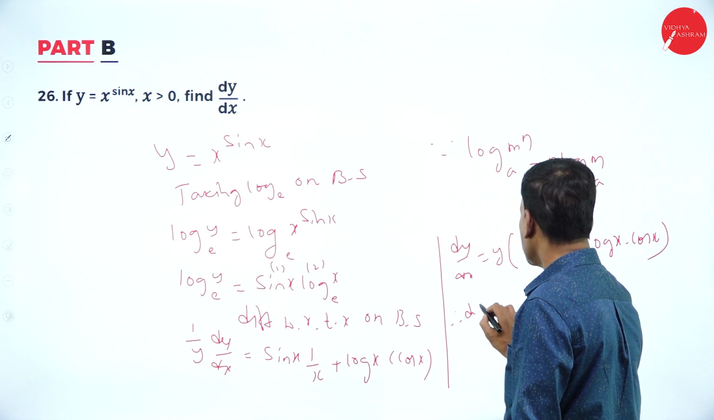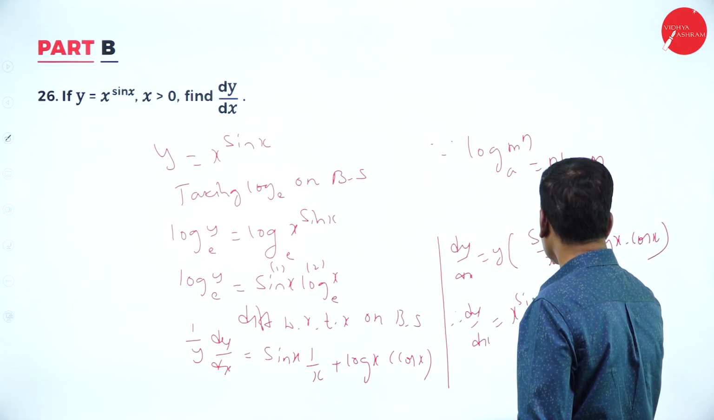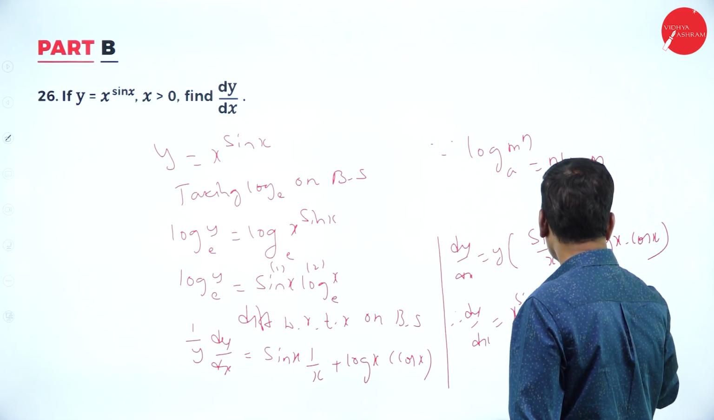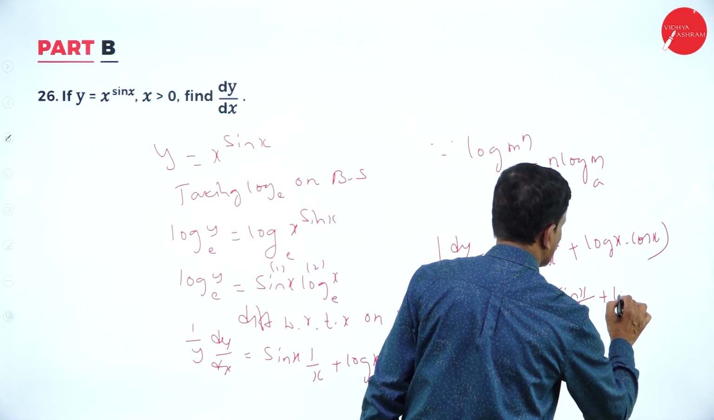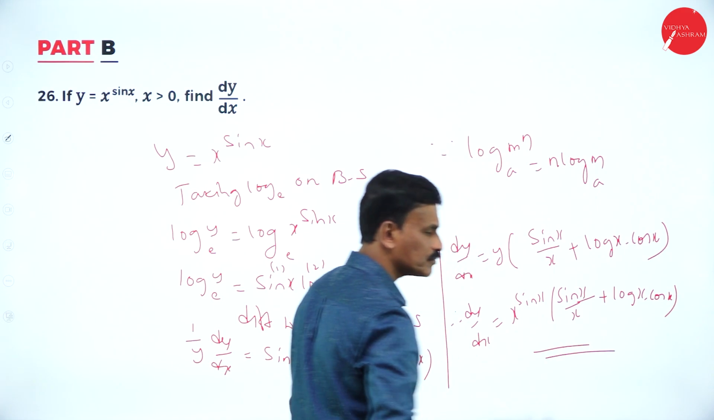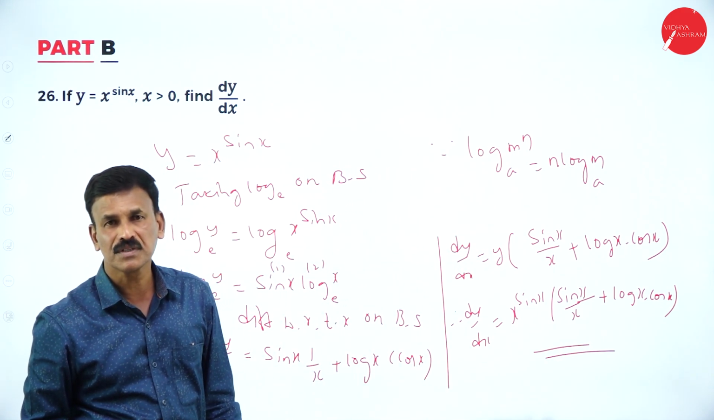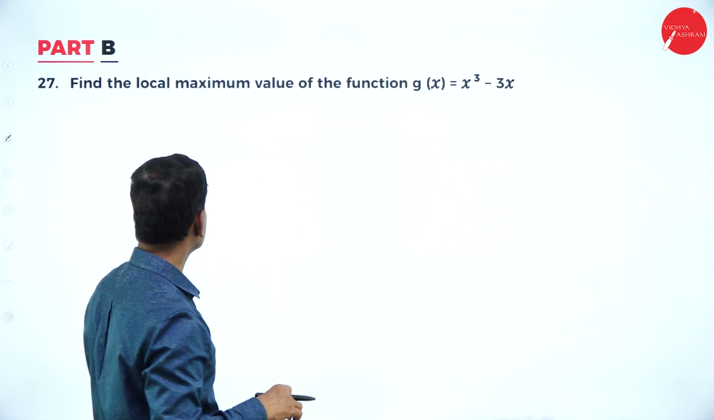Substitute the value of y. So, dy by dx is equal to what is y? X power sin x. X power sin x into sin x by x plus log x into cos x. That's it. This is how we are going to differentiate using logarithmic methods. Hope you followed. Now, move on to the next problem.